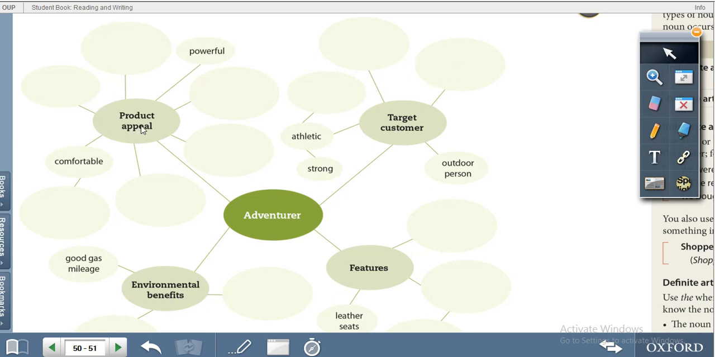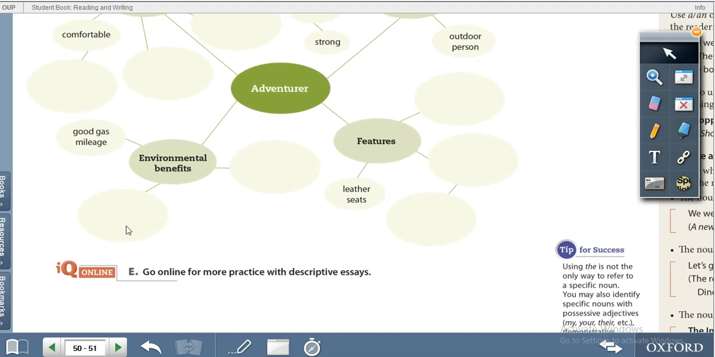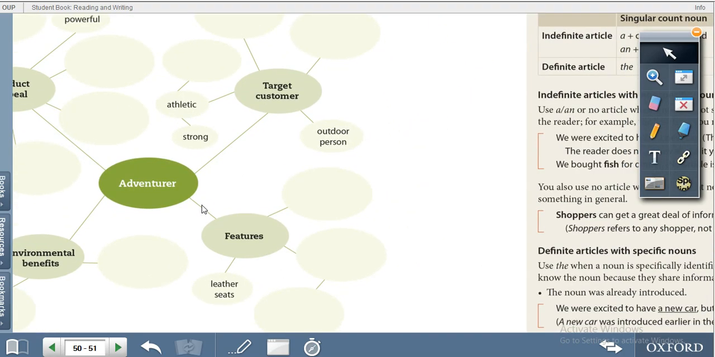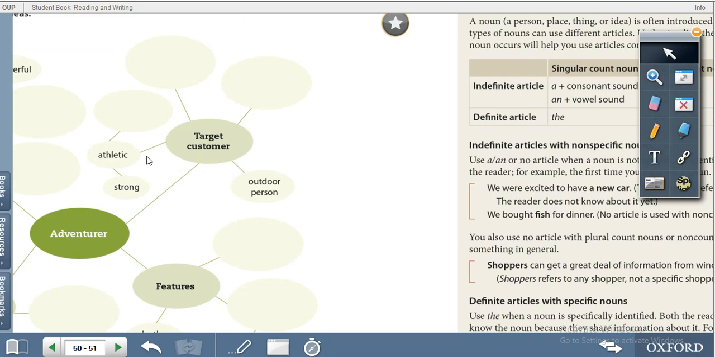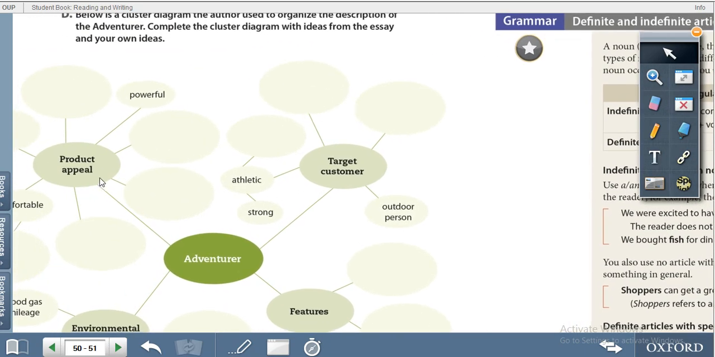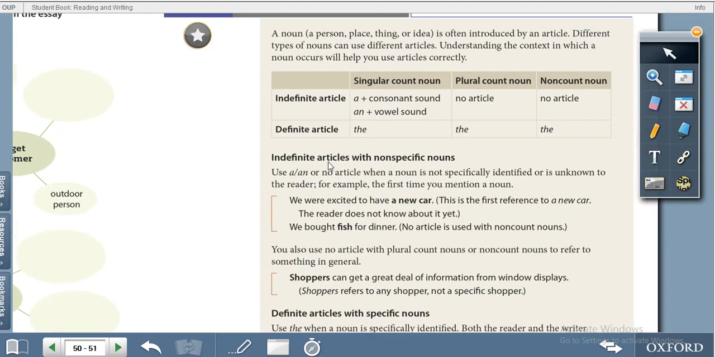Product appeal: the product is the SUV. What does it attract? So you can write the details here. Then environmental benefit: the product might be environmentally friendly, good to use. Then features: leather seats, comfortable, other features of the product. So you can fill these branches, fill these dots with the details.